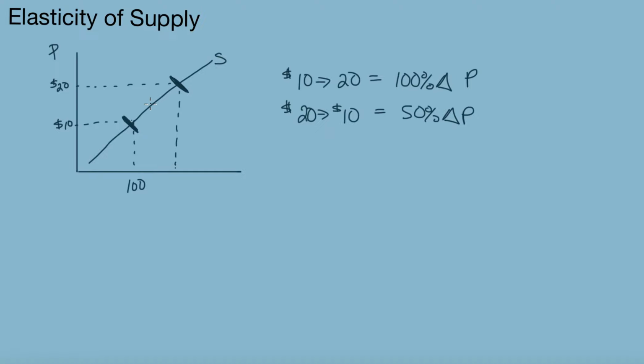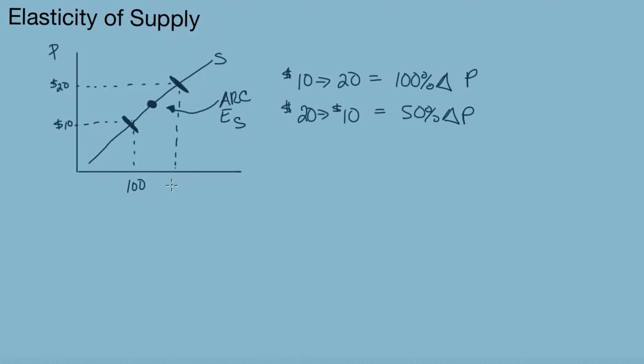And what we're going to do is find the elasticity at one exact spot in the middle of that relative range, and we'll call that the midpoint. In order to find the midpoint elasticity, we can use the midpoint formula, also called the arc elasticity of supply.